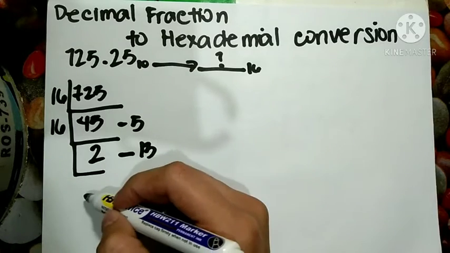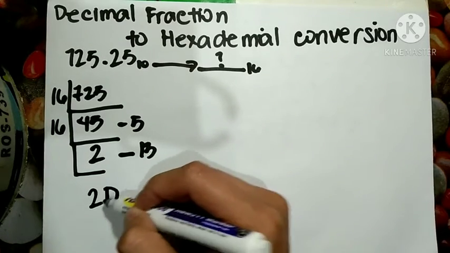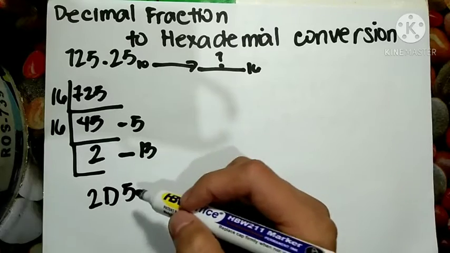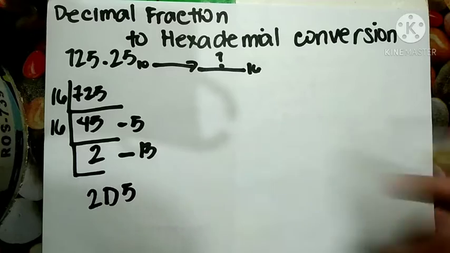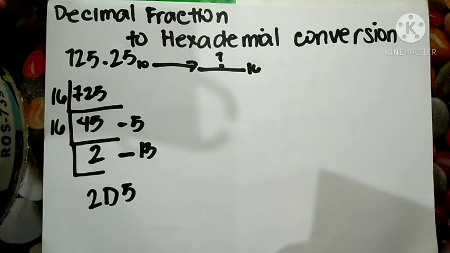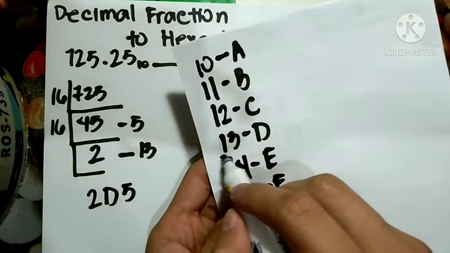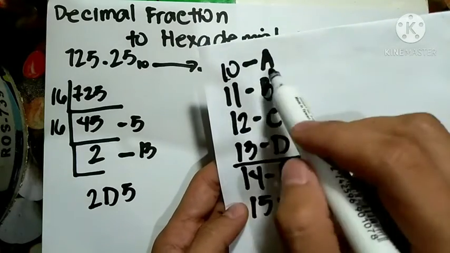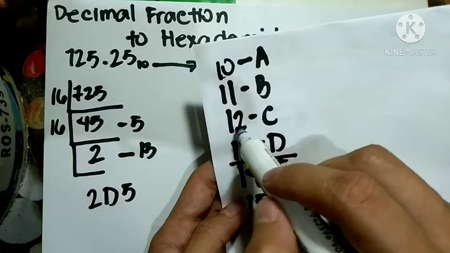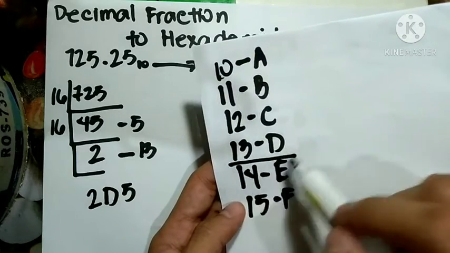Our answer must be 2D5. Why? Because if we convert this 13 into hexadecimal, it must be D. We refer to this table. Then 10 is A, 11 is B, 12 is C, 13 is D.